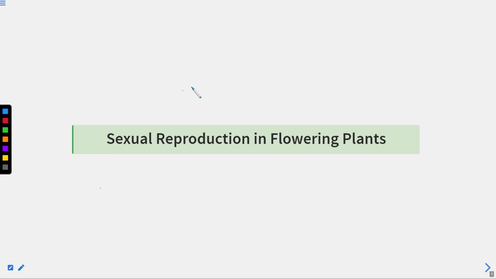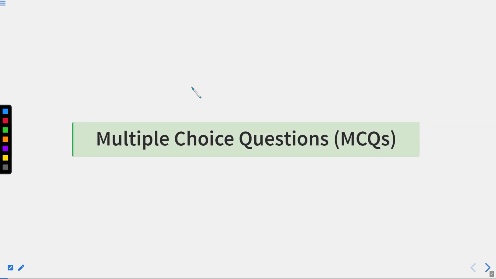Today we'll be solving the NCERT Exemplar questions for the topic sexual reproduction in flowering plants. This chapter is included in the class 12th biology book. I would like to mention that all the questions here are completely NCERT based. So let's start with the first type of question, which are multiple choice questions.